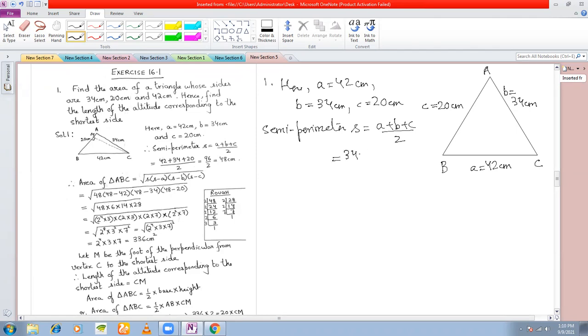So 34 plus 20 plus 20 divided by 2. So this comes to 96 by 2, which is 48 centimeters, the semi-perimeter. Now we work out the area of triangle ABC.